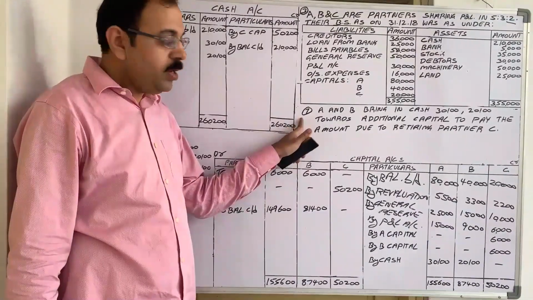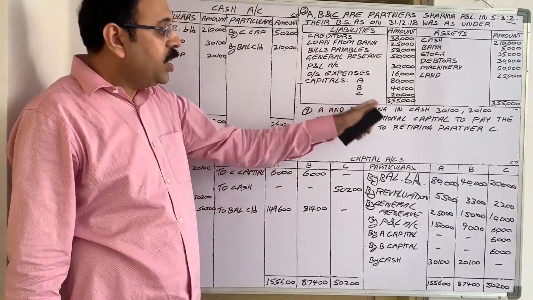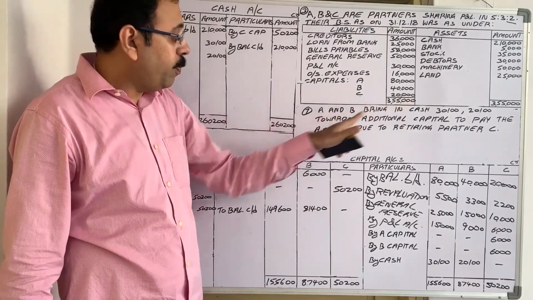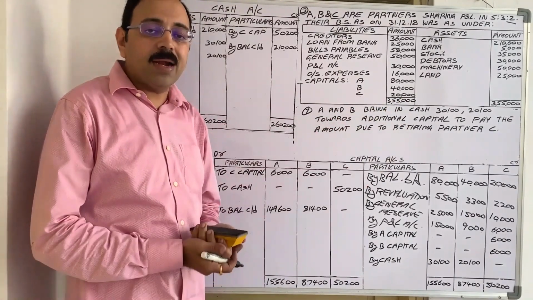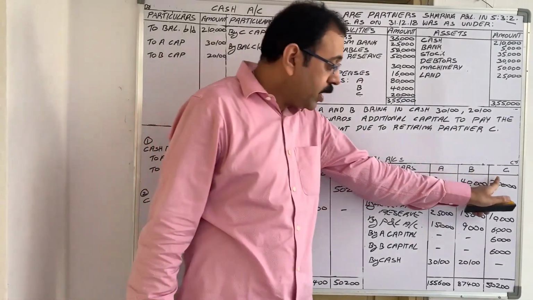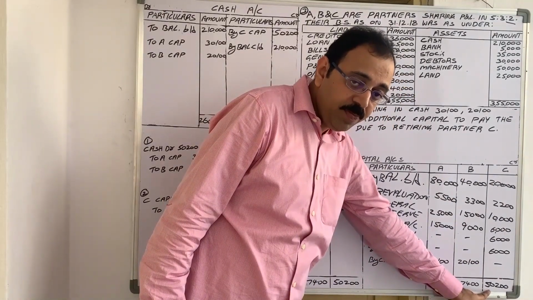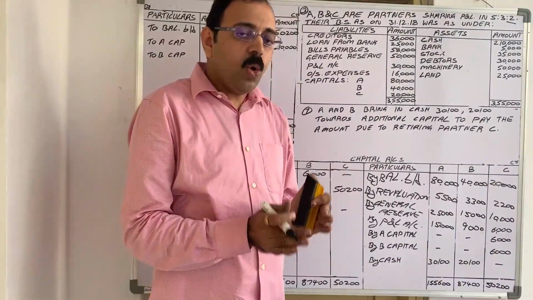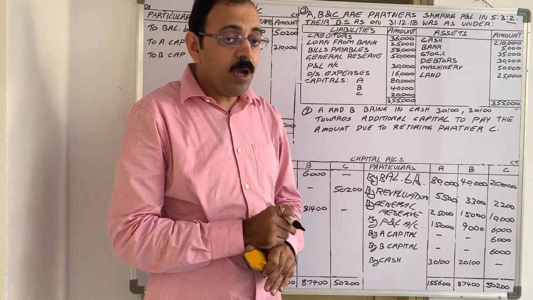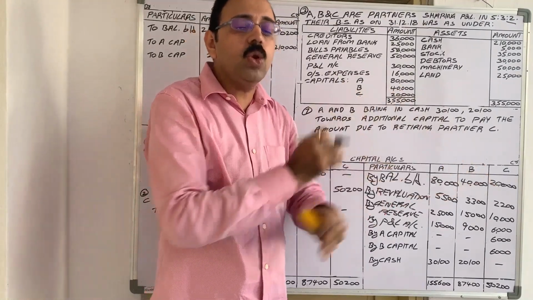Next, seventh point. A and B bring in cash 30,100 and 20,100 towards additional capital to pay the amount due to retiring partner C. What is the new point here? To the retiring partner, how much money should the firm pay? 50,200. In the first problem, the total money we transfer to his loan account. In the second problem, some amount we pay immediately, some amount we transfer to his loan account.